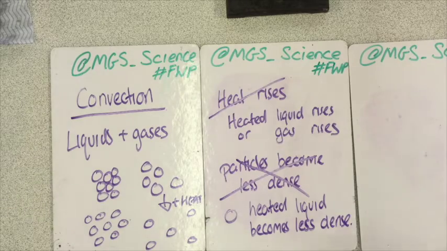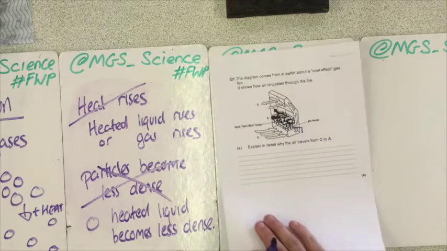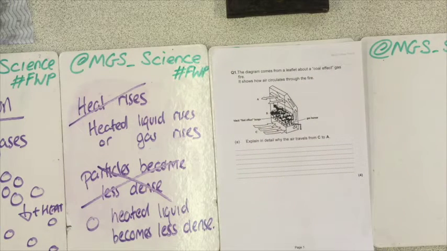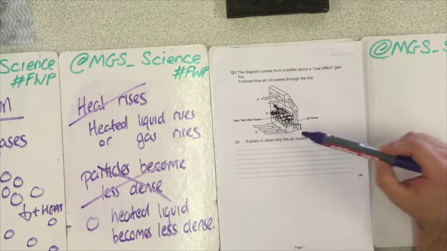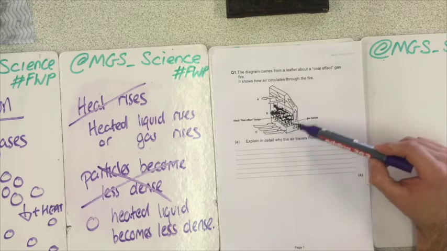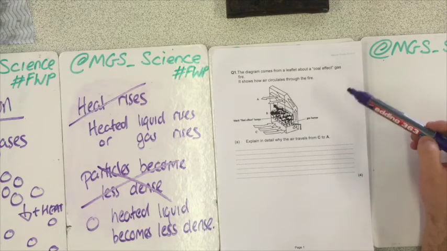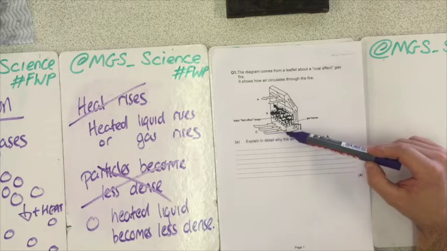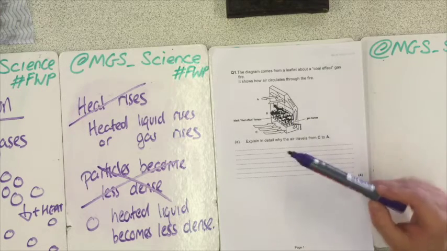Now I'm going to move on and we'll have a look at an exam question. This question says, the diagram comes from a leaflet about the cold effect of a gas fire. It shows how air circulates through the fire. Explain why the air travels from C to A. So we've got the coal here being heated. You can see that C is where you've got air coming in underneath where the coal is being burnt. Or in fact it's not coal, it's gas. But it's coming in here, the heat is being released here. Now why does this rise?